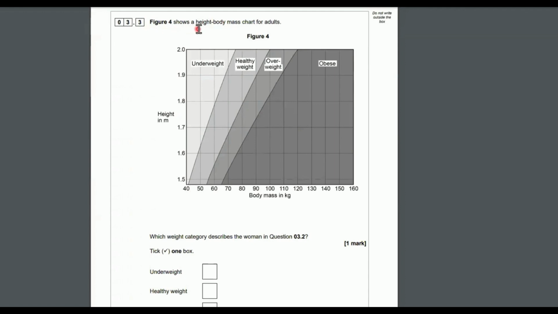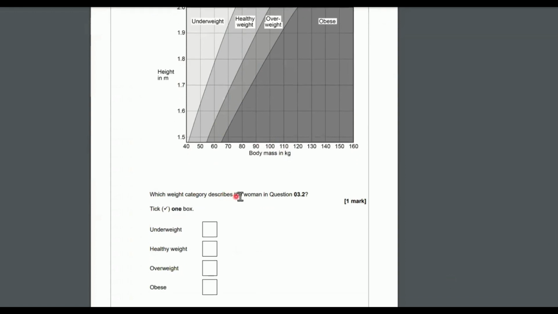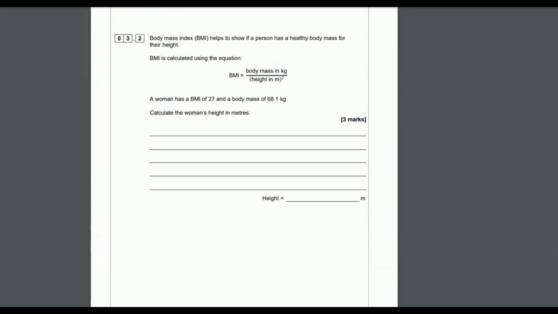Figure 4 shows a height body mass chart for adults. So we've got the height and we've got body mass. Notice the height's not squared. It's just the height body mass chart. Which weight category describes the woman in 3.2? Tick one box. Right, so in 3.2, we found out that she was 1.59 meters and she's 68.1.